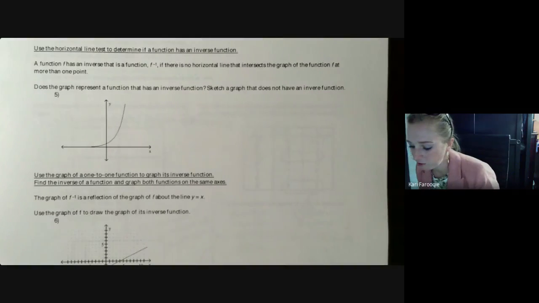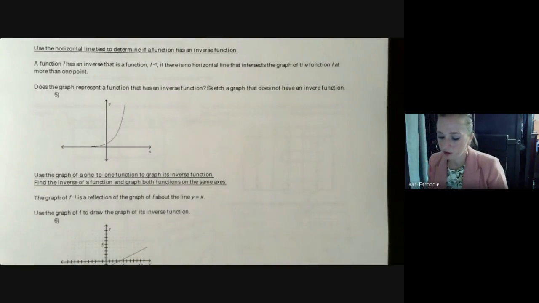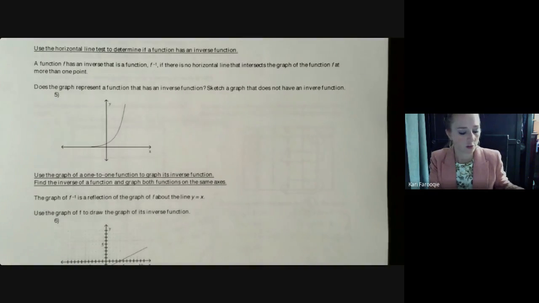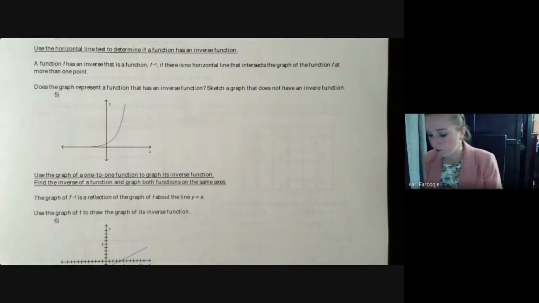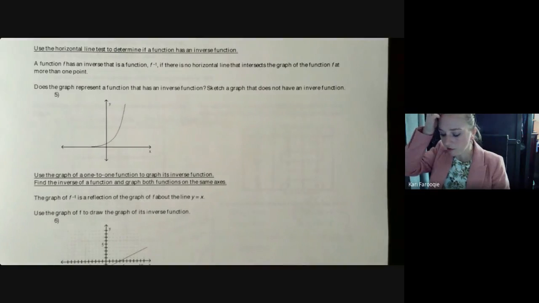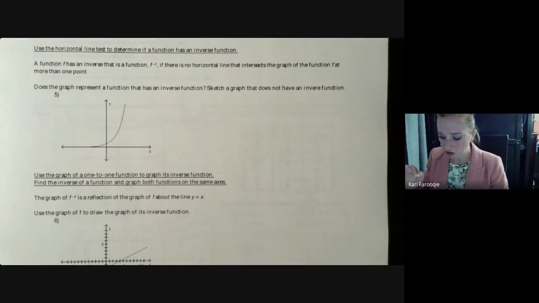So does the graph represent a function that has an inverse function? We're going to do that for number 5, and then we're going to sketch a graph that does not have an inverse function. Similar to how we talked about whether or not a graph is a function, we are going to talk about graphs that do not have inverse functions.